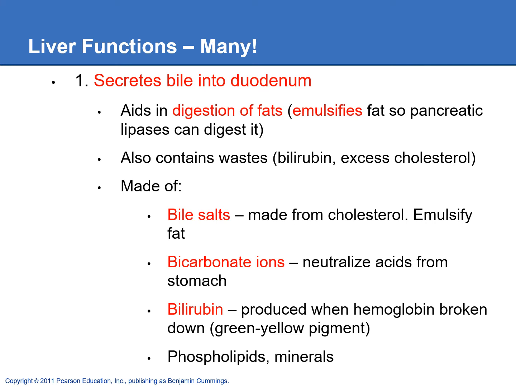We also have bicarbonate ions in the bile that'll neutralize the stomach acid coming in with the chyme. And then we also have bilirubin, which gives the color to the bile. And remember, the bilirubin is produced from the hemoglobin when it's broken down. That heme group minus the iron that's taken off, that all turns into bilirubin. And it's kind of a greenish pigment.